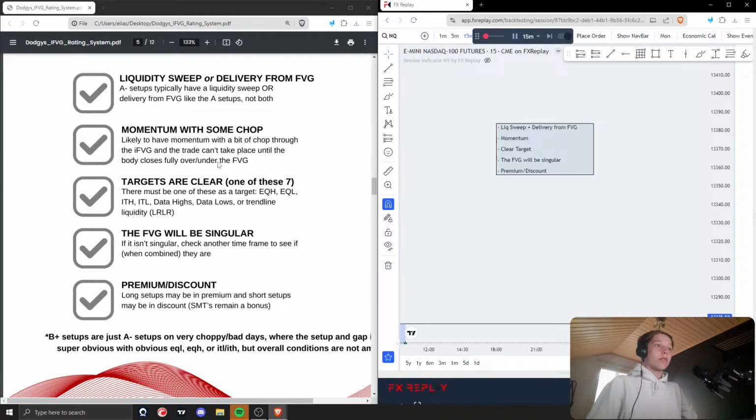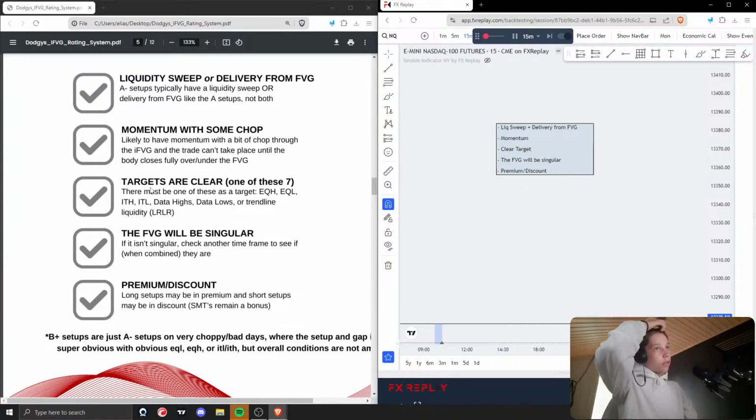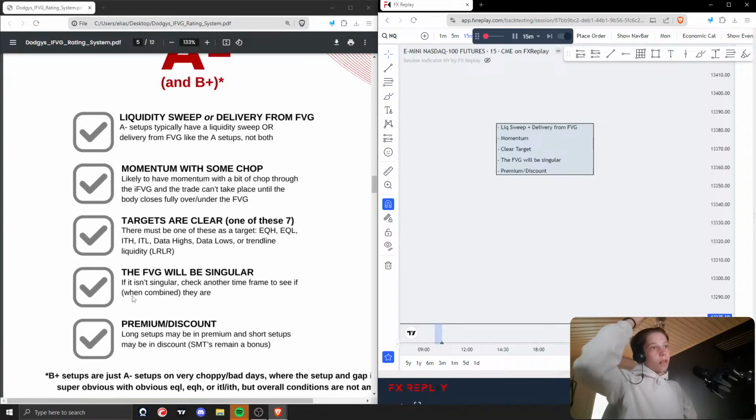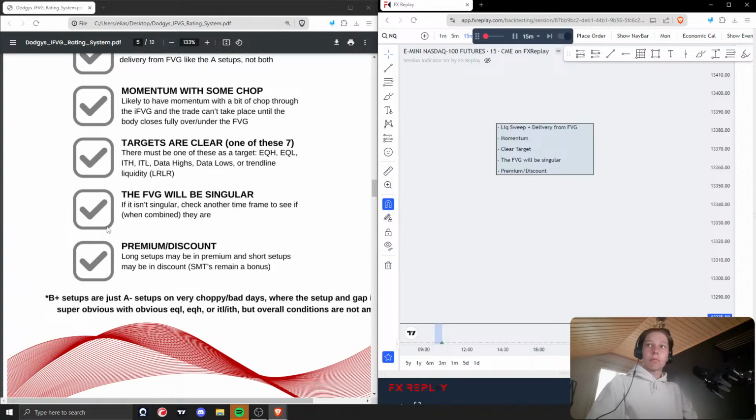Targets are clear. The only thing that hasn't changed across all these setups is that every time, whether it's A plus or A minus, it has to have a clear target. The iFVG will be singular. So it needs to be singular here as well.